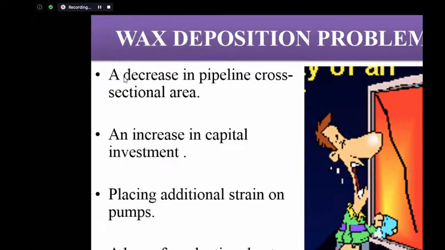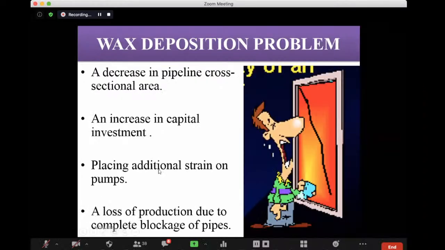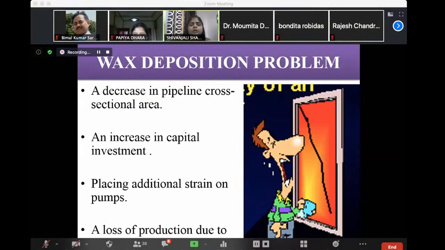As I said, it will entangle the whole pipeline, the wax would be deposited, and there will be a decrease in pipeline cross-section area. Obviously, there would be an increase in capital investment. For that, since there will be more drag forces, your viscosity has increased, that means you require more pressure to flow this crude oil. That would place additional strain on your pumps and your economy. And there is loss of production due to complete blockage of pipes.